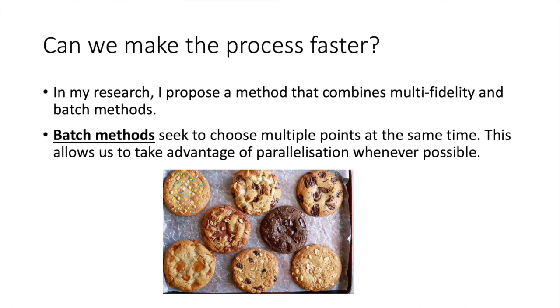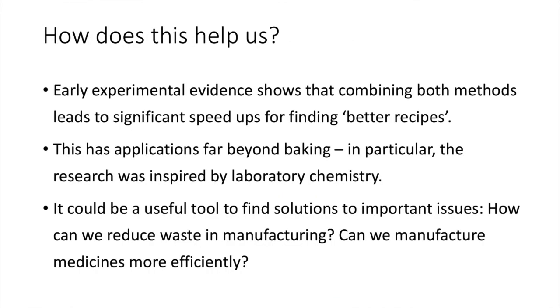Batch methods refer to the process of choosing multiple query points at the same time. This can help us be more efficient because we are able to bake multiple recipes simultaneously. At this point, you're probably wondering, well, cookies are nice and all, but how can this actually help us? Well, experimental evidence shows that combining both methods can lead to significant speedups for finding better recipes.